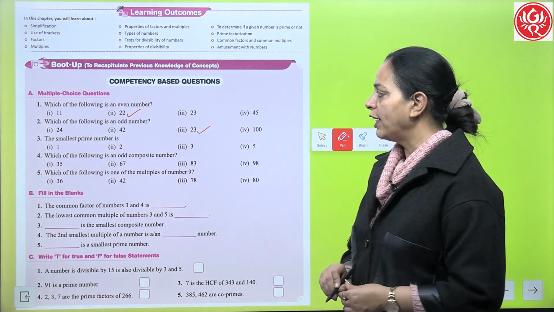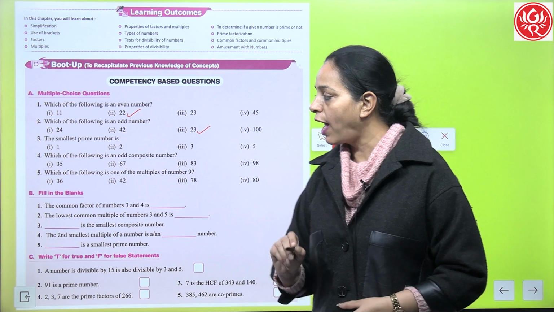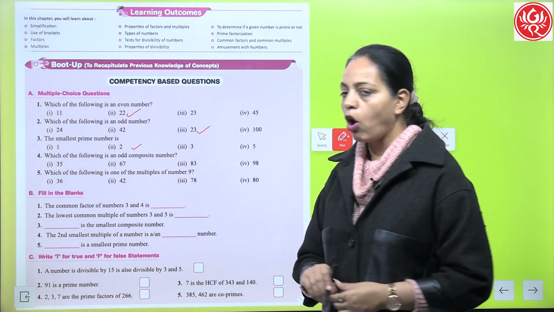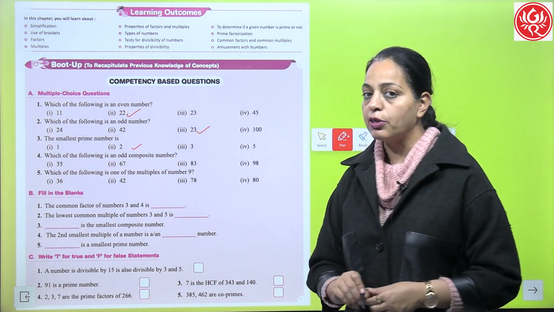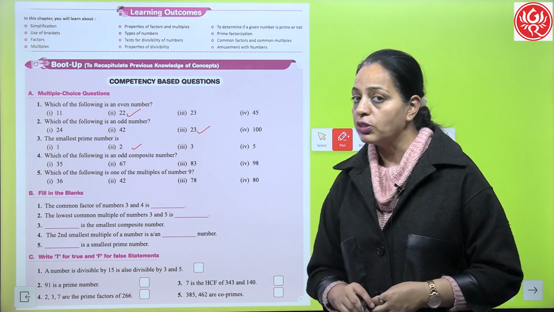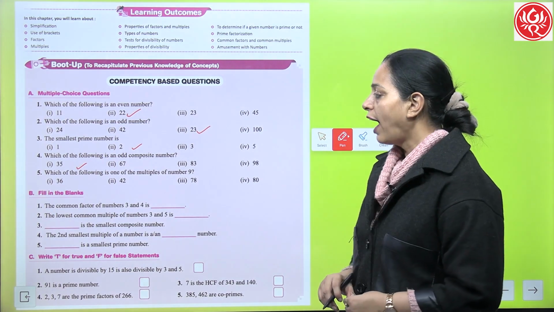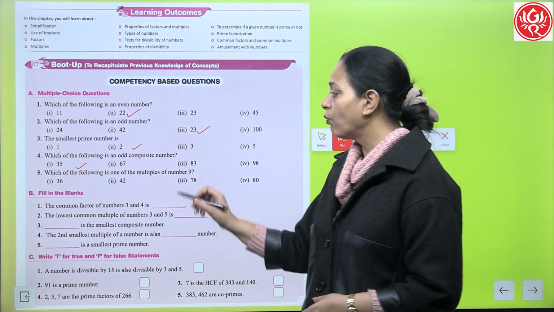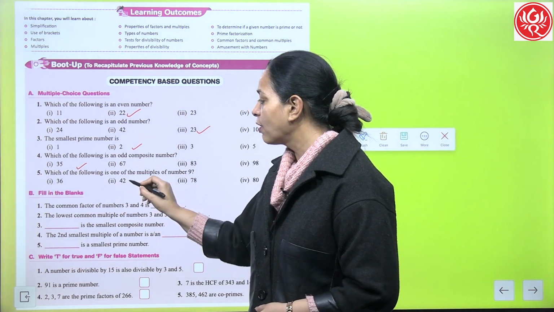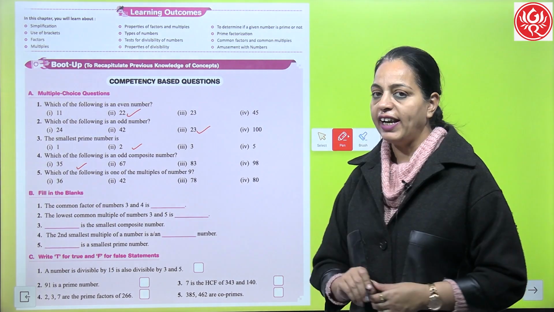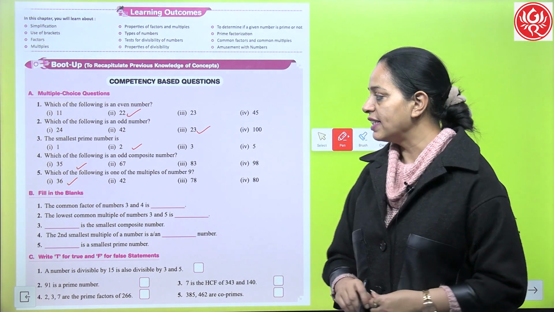Third option 23. The third question, the smallest prime number is 2. Second option. The fourth one, which of the following is an odd composite number? The number which is odd and composite also. So that is 35, first option. And the fifth one, which of the following is one of the multiples of number 9? We have numbers 36, 42, 78 and 80. So which is the multiple of 9? That is first option 36.